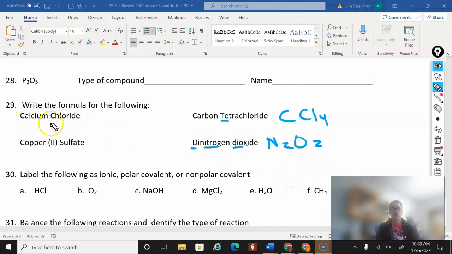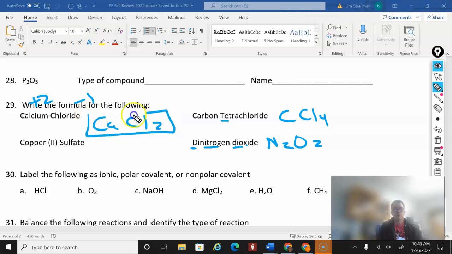Over here, a little bit more complicated because we need to take our charges into account. So calcium, I need to go figure out which column it is on the periodic table. It's in the column that has the +2 charge. Chlorine is a -1. Our rule here is to write our symbols, crisscross our numbers. It gives us calcium chloride, CaCl2.